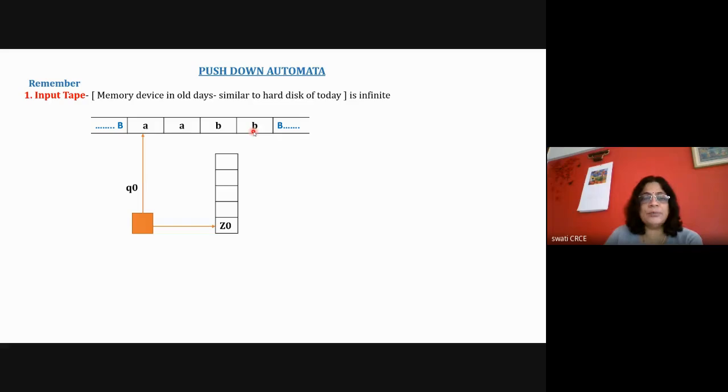After processing the input, the machine will reach the final state, similar to DFA and NFA. If it reaches the final state, it means that this word belongs to this language. This particular machine is designed to recognize the word a raised to n, b raised to n. Here I am taking the example of two a's, two b's, double a, double b.